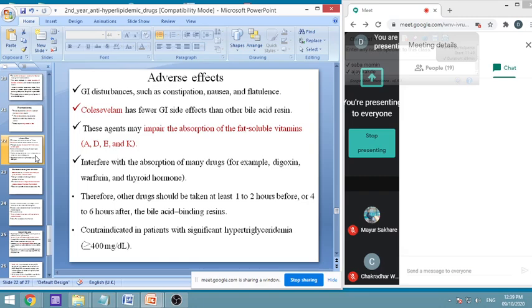All drugs which have similar nature will bind, and therefore their absorption will be affected. So other drugs should be taken at least 1 to 2 hours before, or 4 to 6 hours after the bile acid binding agents. They are contraindicated in patients with severe hypertriglyceridemia, which is 400 milligram per dL, because it makes it worse.